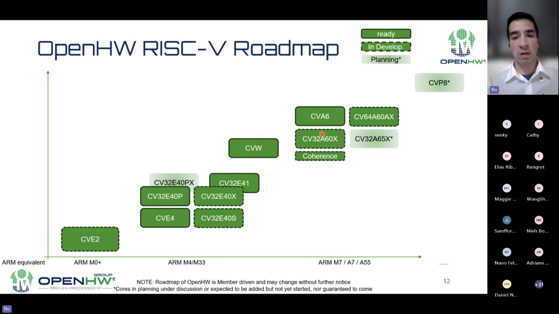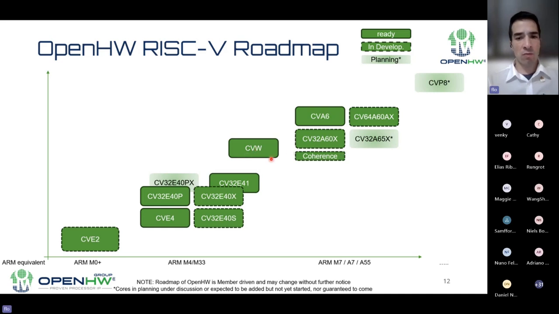And last but not least, we have the CVA6 family. CVA6 family is an application processor. You can run Linux on it. We're actually also working on a coherence project and a network on chip where you can have 2, 4, 8, maybe 16 cores in a cluster. Typically, that's what you're seeing in AI applications.